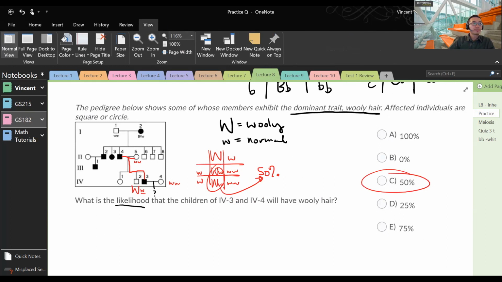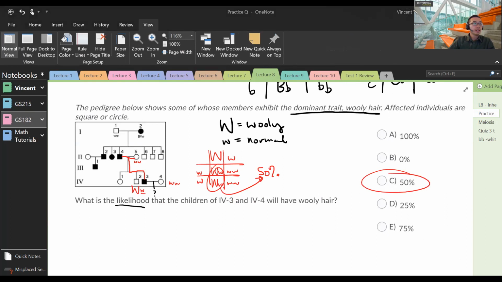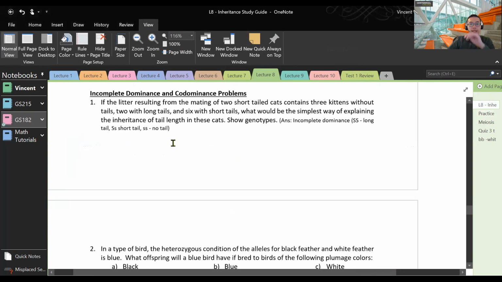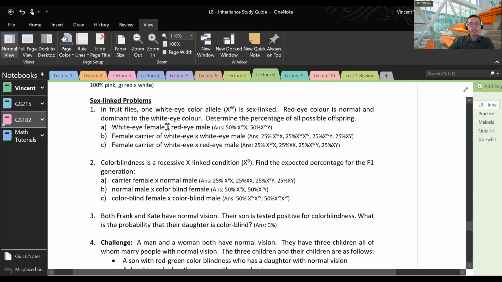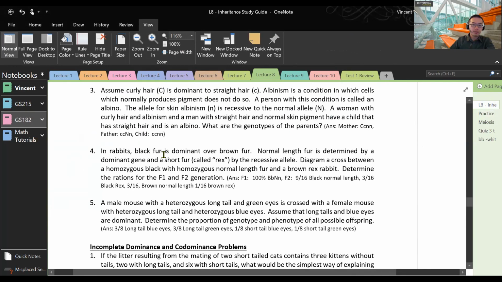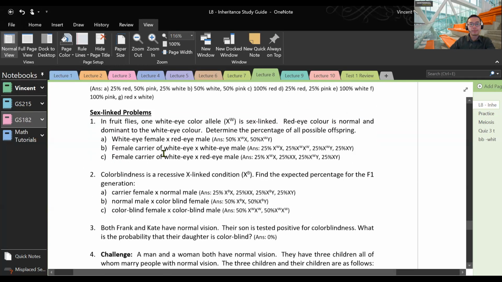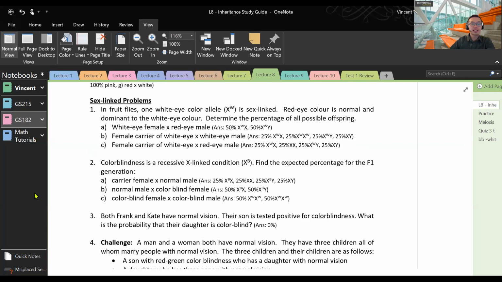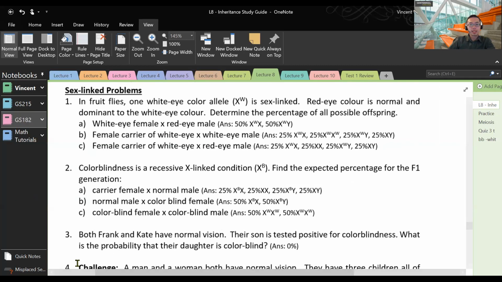All right. Okay, let's move on. I think I'm gonna skip the incomplete dominance and codominance for the moment because we don't have a lot of time. We can review it again later on, but let's talk about the sex link. The sex link is usually what people get confused about.